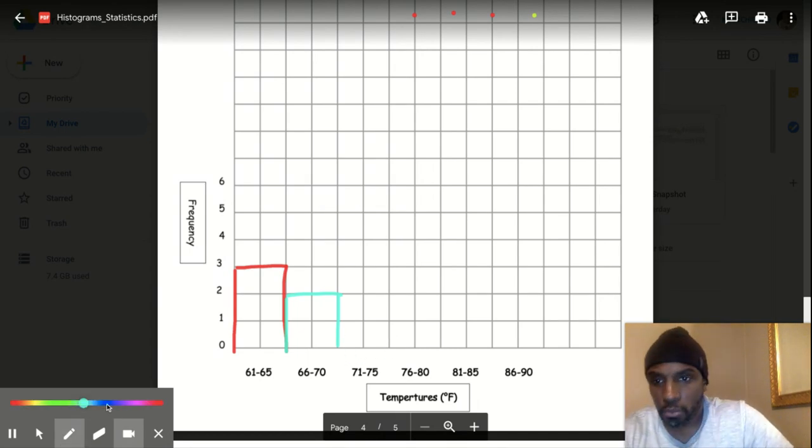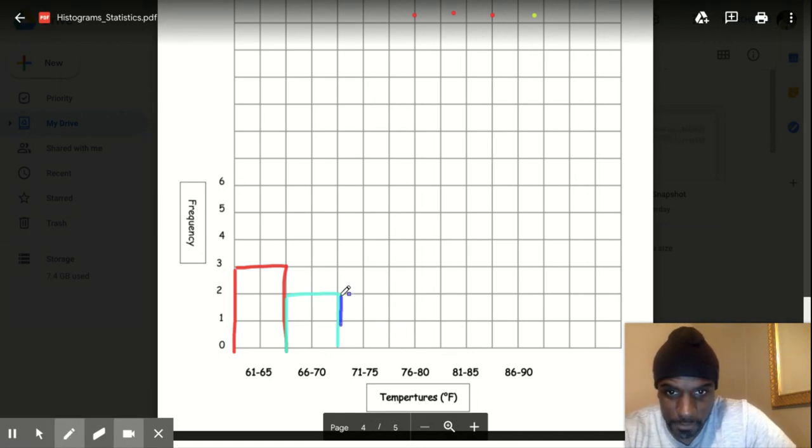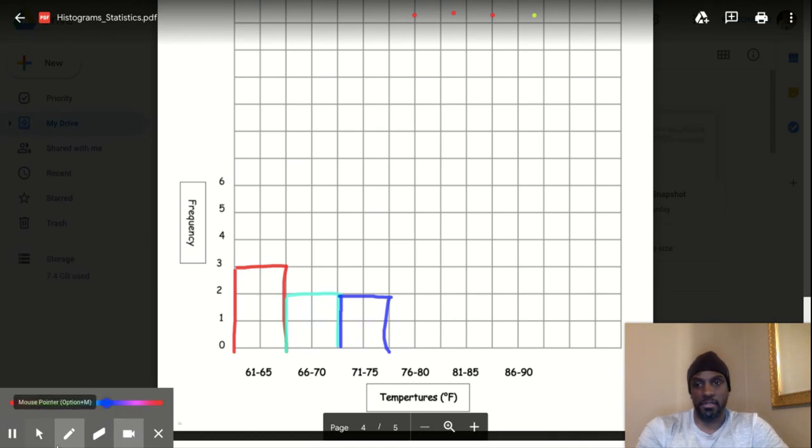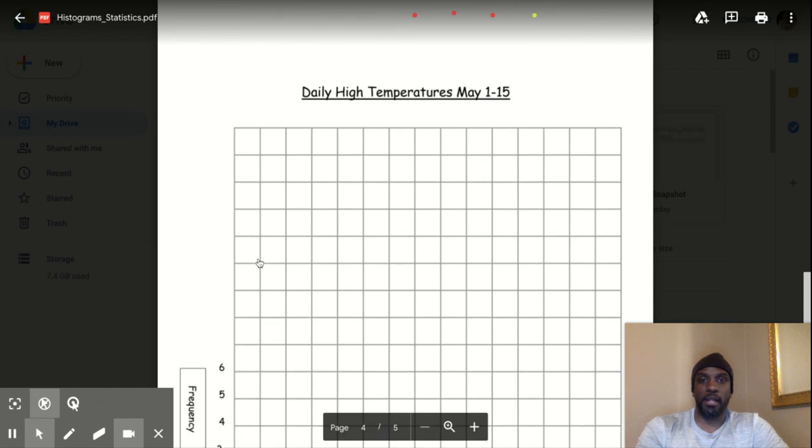Now, remember, the next one was also 2, but I'm going to use a darker color here. So for this one, it was also 2. And bam. So it will be 2 days as well, okay? So I have 2 days between 71 and 75 degrees Fahrenheit. Let's go back up, look at what we got here.